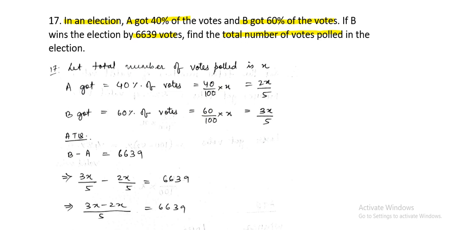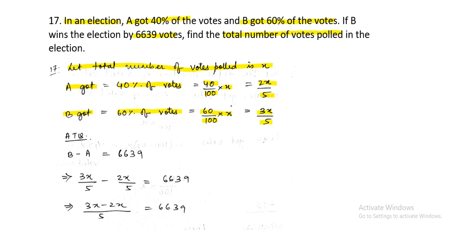So first we have to find the total number of votes. So first we will write that let the total number of votes polled be X. Yes, remember, whatever you need to find, that we will consider as X. Now in the question it is given that A got 40%. So A got 40% of votes, that is 40 by 100 into X, so it will be 2X by 5. And B will get how much? 60% of the votes. So 60 by 100 into X, that is 3X by 5.